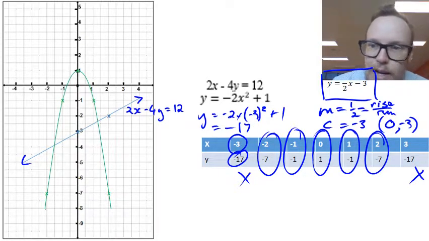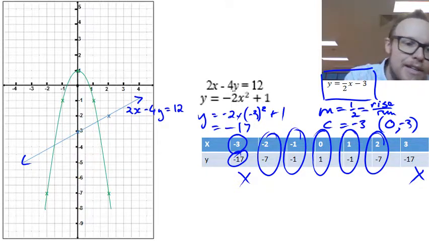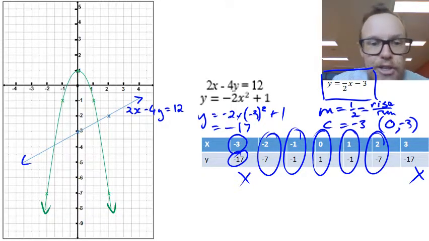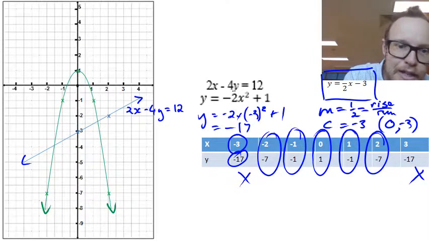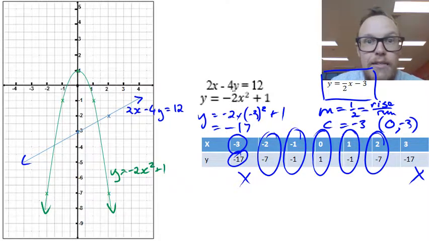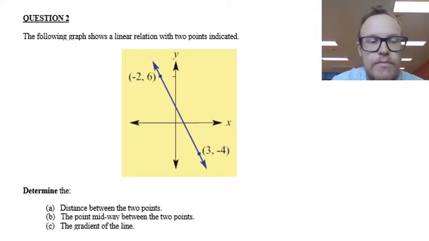If I join with a nice smooth curve there, I need to make sure I put arrows on the ends to show that it continues in both directions, and then label my graph as it is given in the question, y equals negative 2x squared plus 1. And that's how we've graphed our parabola there.